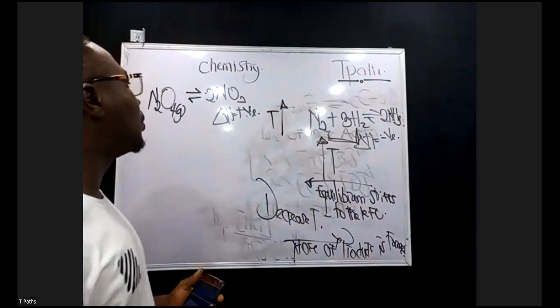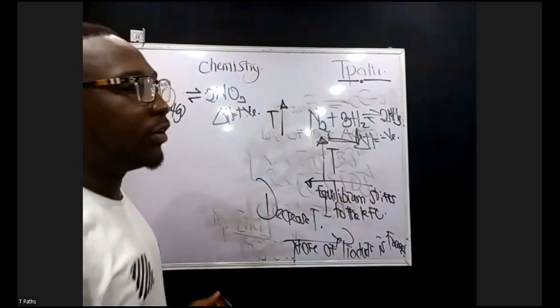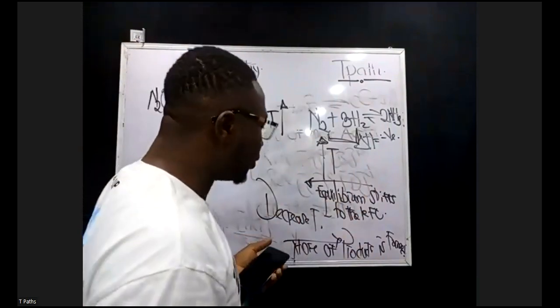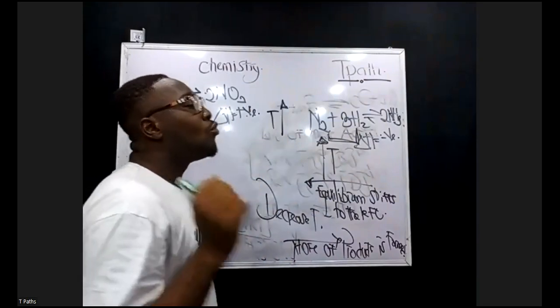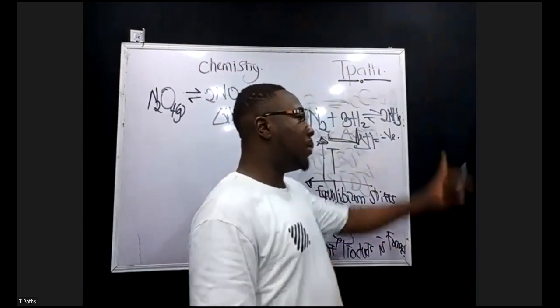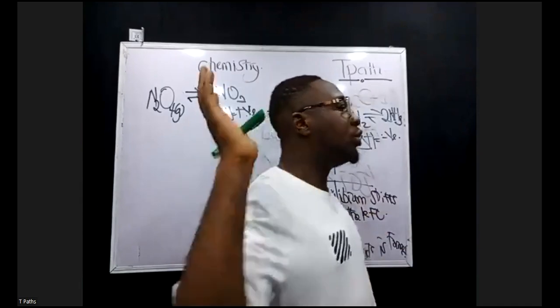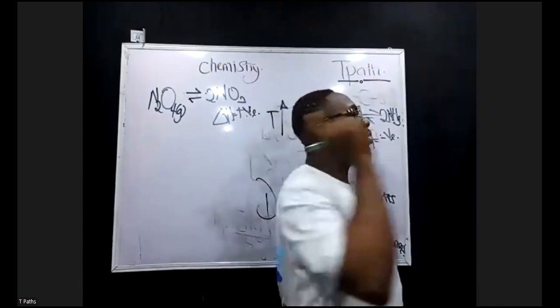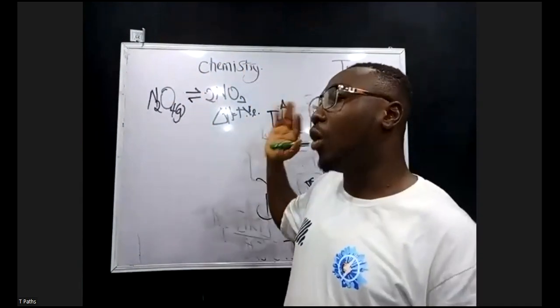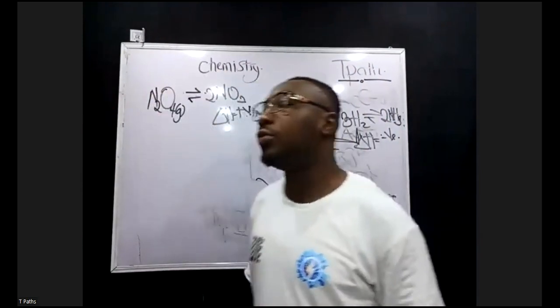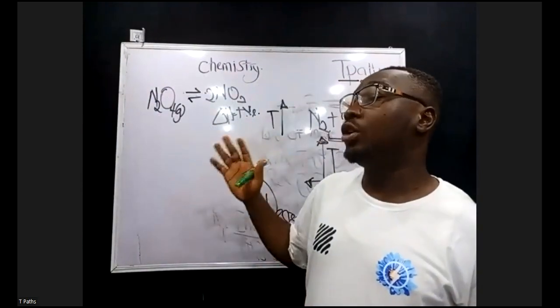Let's take it again. What happens when you increase temperature in a system? First of all, consider an endothermic reaction and an exothermic reaction. For an endothermic reaction, if you increase temperature, we observe that more of the product is formed. Why? Because equilibrium will shift to the right. If you decrease temperature, we observe that more of the reactant is formed. Why? Because equilibrium shifts to the left.